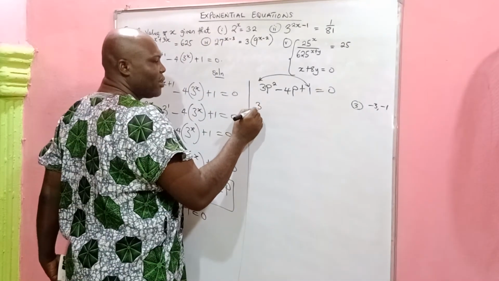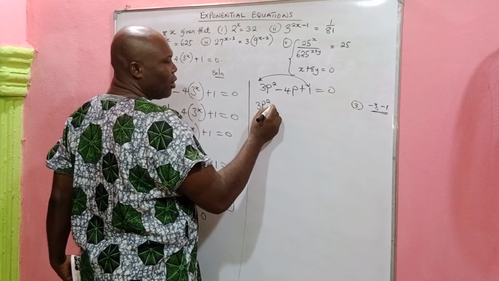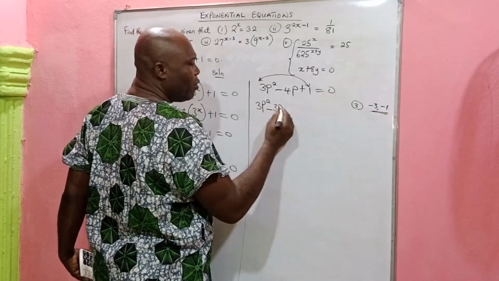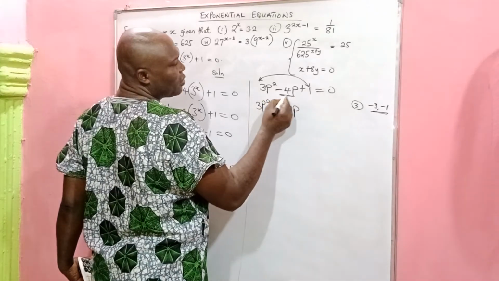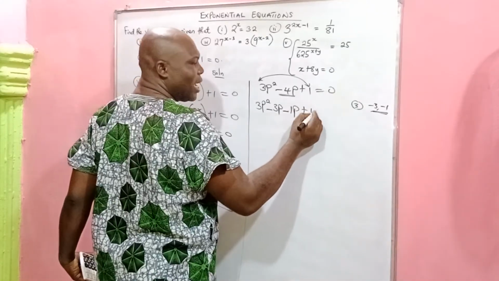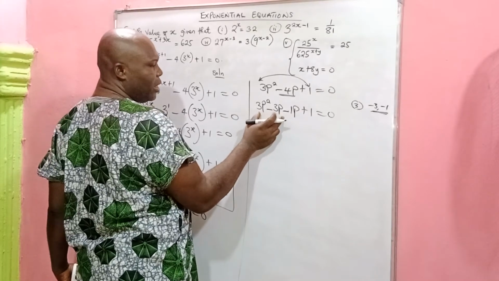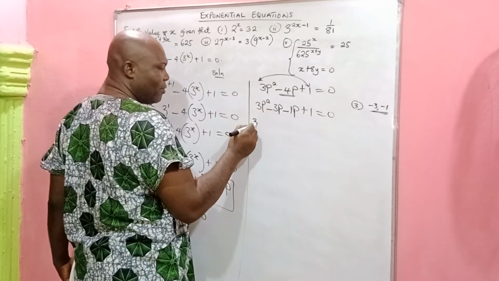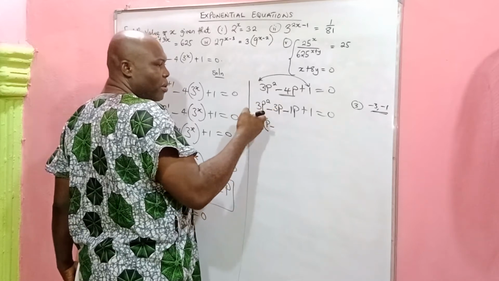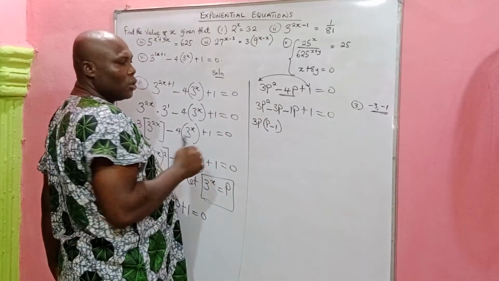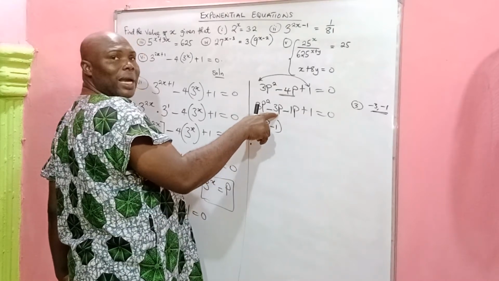Alright, so I'm going to have 3p squared. I'll split them into those two numbers: minus 3p, before minus 1p. Minus 3p minus 1p will give me minus 4p, before plus 1 equals 0. So I factorize these two. 3p is common to these two terms. So I have 3p into; if you remove 3p, only 1 is left. So 3p times p will give me 3p squared. 3p times minus 1 will give me minus 3p.